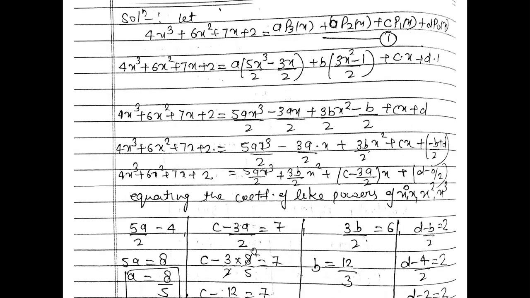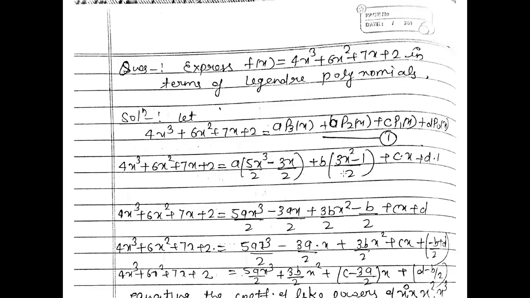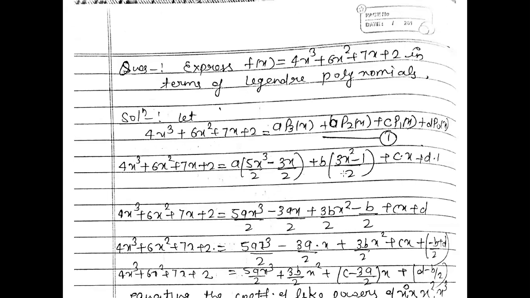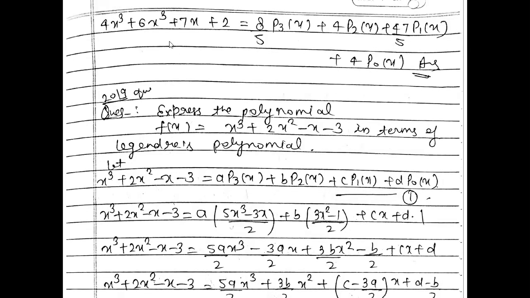Now the next step is to put the values of a, b, c, d in equation 1. When you put the values of a, b, c, d in our expression in equation 1, you will get the final solution: 4x cube plus 6x square plus 7x plus 2 is equal to 8 upon 5 P3x plus 4 P2x plus 47 upon 5 P1x plus 4 P0x. That means this expression has been expressed in Legendre polynomial form.